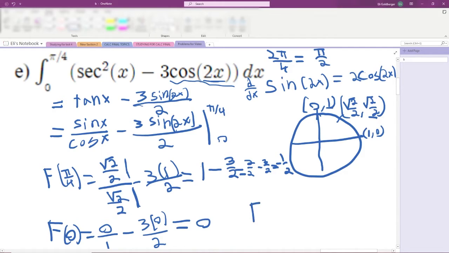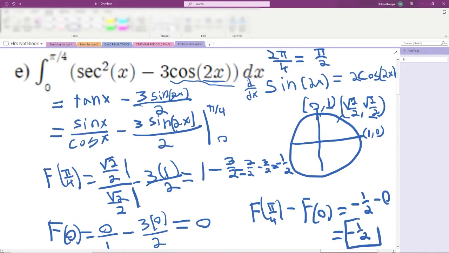So f of pi over 4 minus f of 0 is literally our negative 1/2 minus 0, which is just negative 1/2, of course. And that's our answer. And that's a good place to stop.